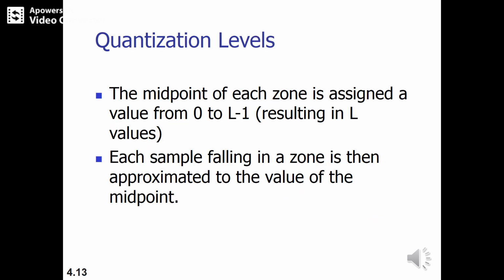So next is the quantization level. The midpoint of each zone is assigned a value from 0 to L minus 1, resulting in L values. Suppose if I need to consider from 0 till L, I'll have L minus 1 points. Each sample falling in a zone is then approximated to the value of the midpoint.